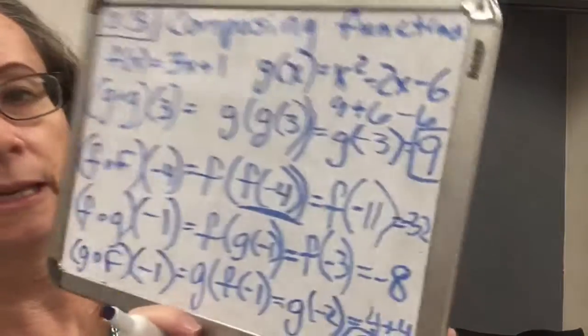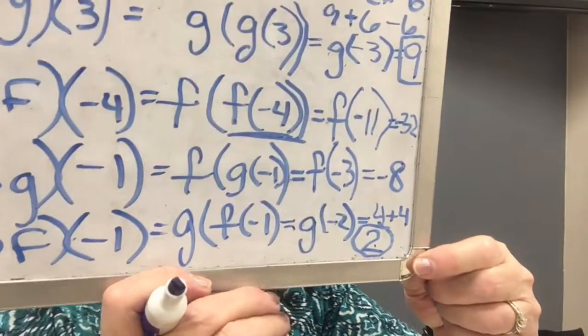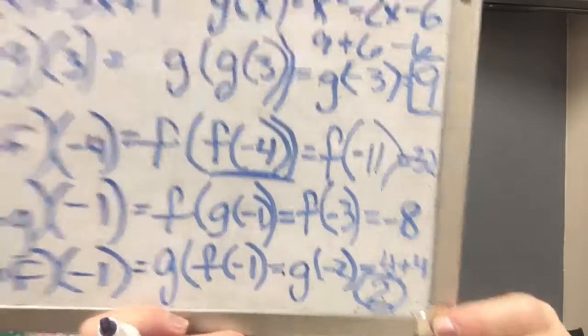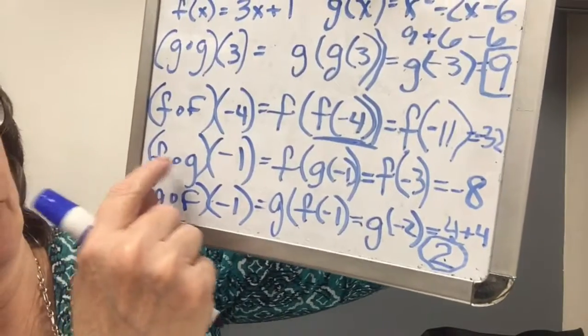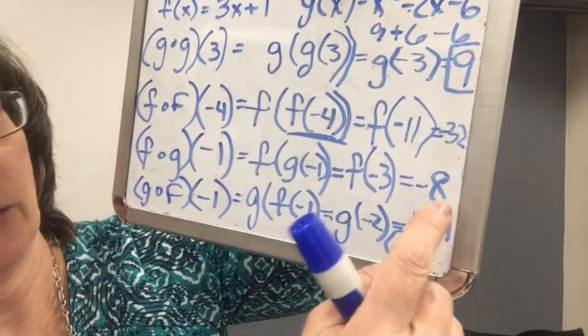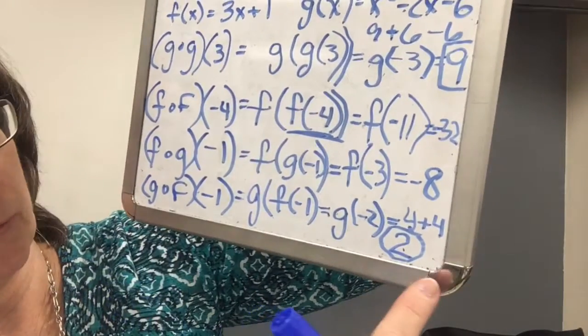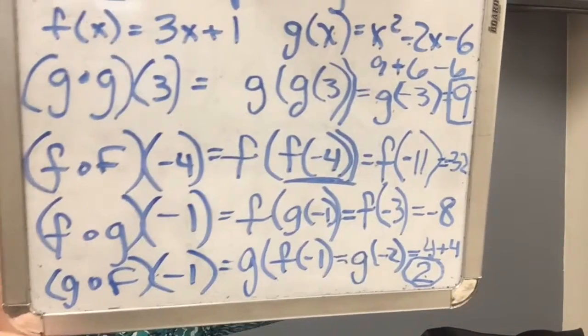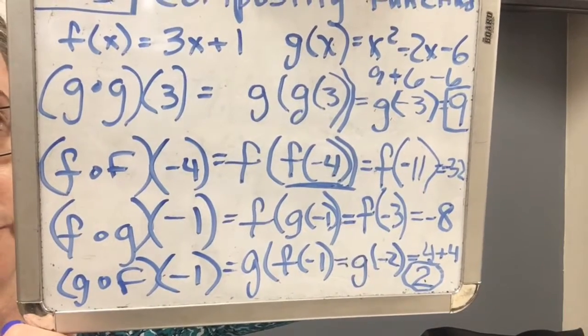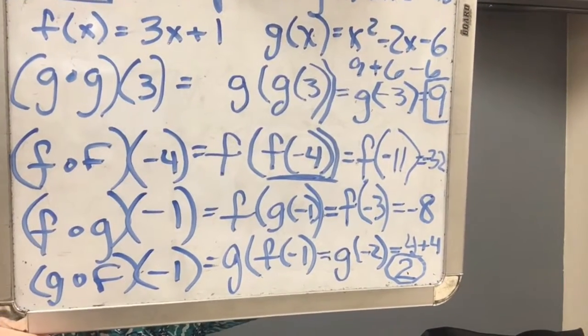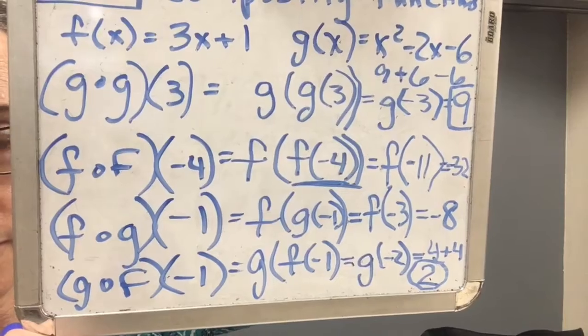And notice I got a different answer. So f of g of negative 1 was negative 8. G of f of negative 1 was 2. They were not the same. Composition of functions is not commutative.